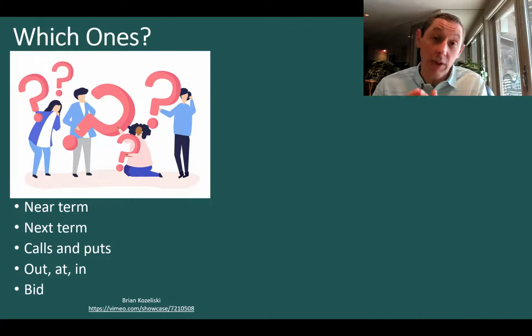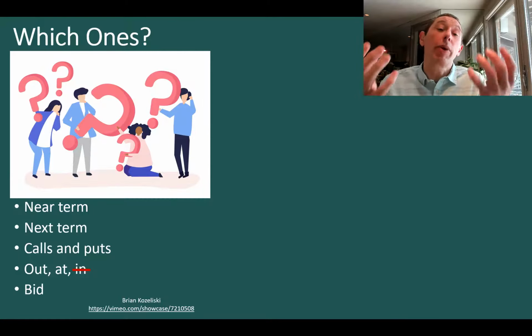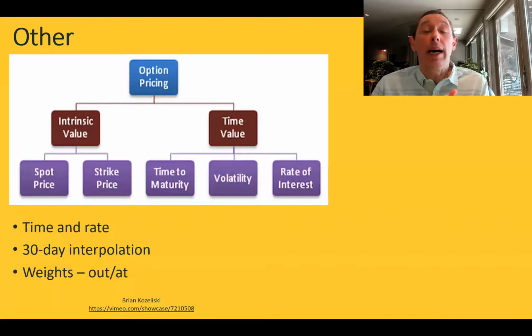We use calls and puts, as I said. We use out-of-the-money options. We use at-the-money options, but we do not use in-the-money options. And there are some rules regarding a bid. You don't want to use options that have a zero bid on them. You want to make sure that these are actively traded options so that we have accurate pricing on those options, and not some mismatch because of their being so far out of the money or whatever that might be. Okay, those are the ones we're going to use.